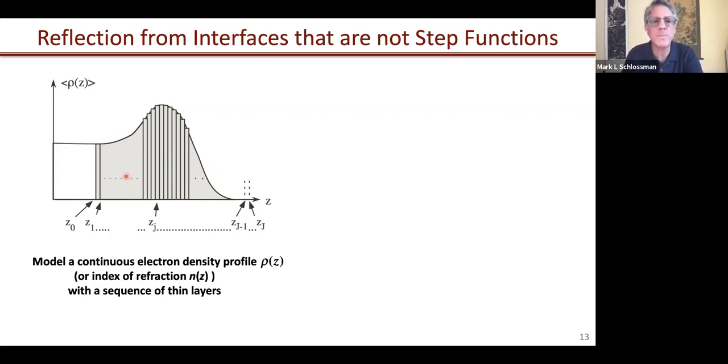The way we model these profiles is as a series of thin layers. Each one of these layers is shown here, and each one of these layers itself has a step function. So we still use the idea of a step function, but in the limit where we have very thin layers and many of them, then we can approximate quite accurately this smoothly varying electron density profile.